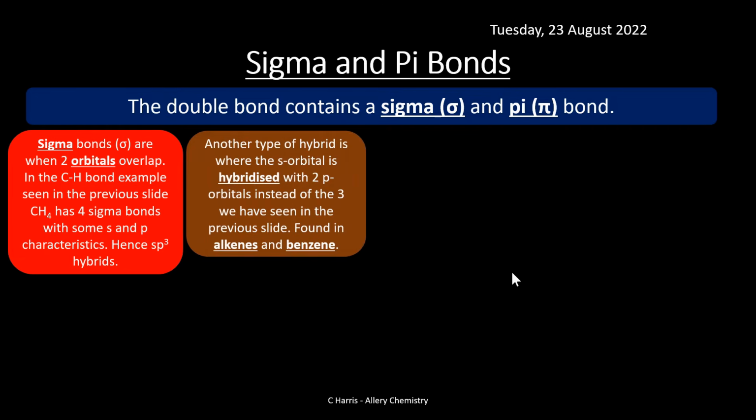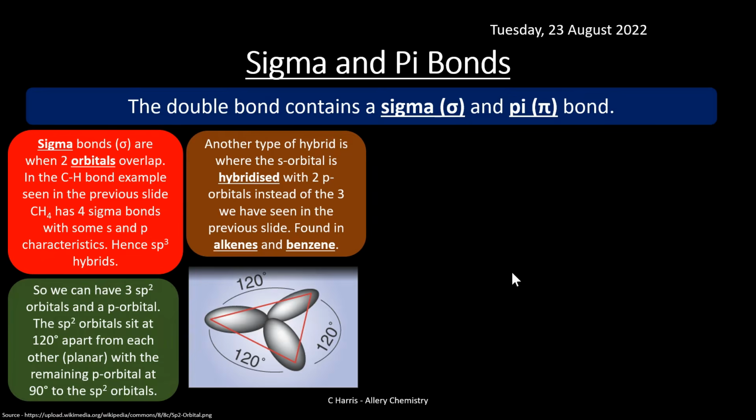So another type of hybrid is where the s orbital is hybridized with two p orbitals instead of the three that we've seen in the previous slide. So we get something called an sp2 hybrid model. Okay, so effectively one of the p orbitals is not going to be involved in forming this hybrid. We can find this example in alkenes and benzene as well. Now benzene you're going to see a lot more in year 2, so don't worry too much about it now. I'm just going to show you as an example though. Alkenes, you do need to know about that.